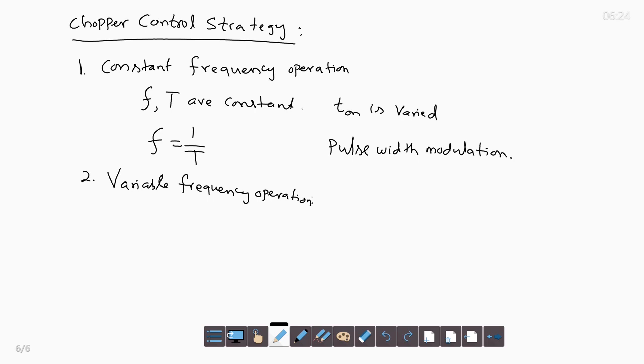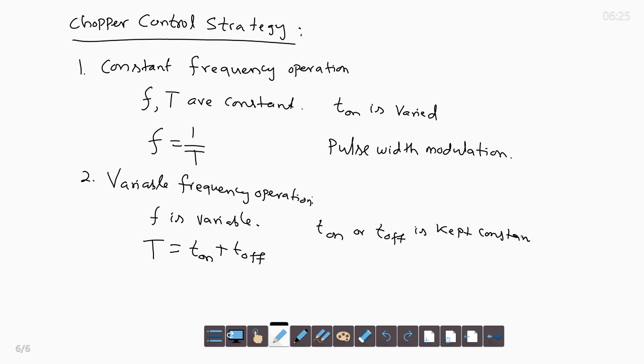In variable frequency operation, F is variable, which means T, that is 1 by F, which is the sum of T on plus T off, is variable. When T is variable, T on and T off should not vary simultaneously. One should be kept constant, either T on or T off, so that T is variable. This is the variable frequency modulation. So the strategy is that T on or T off is kept constant, one of them is kept constant. This is the frequency modulation.